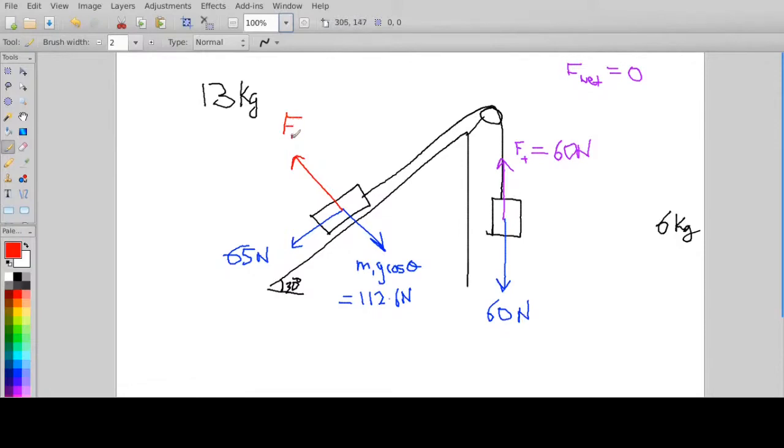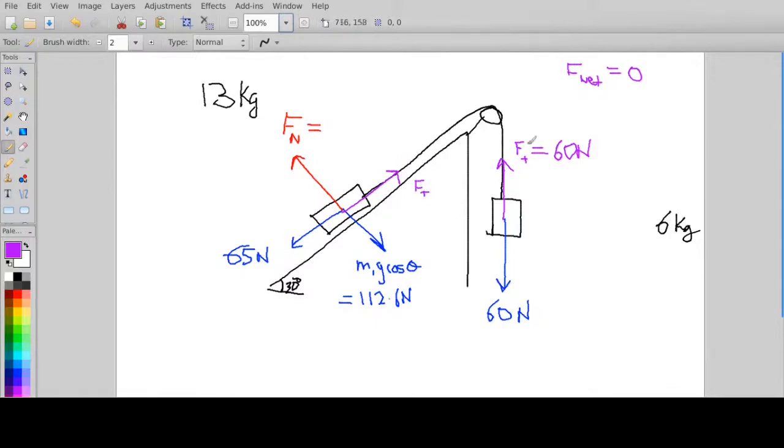So F normal, and that's going to equal something. Let's determine the value in a minute and make sure we get all the forces first. And then there's tension, like this. That's Ft.